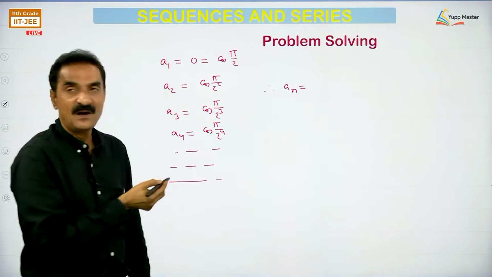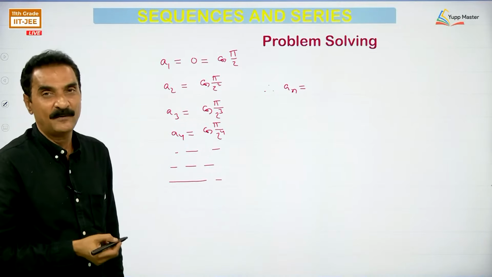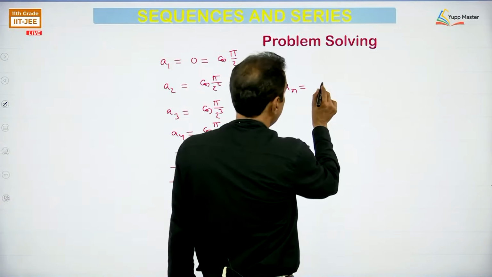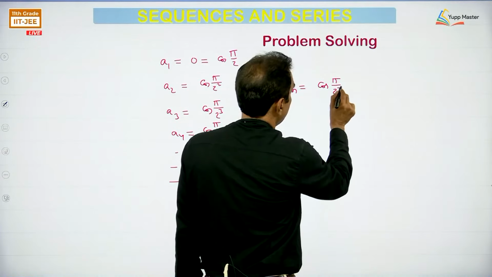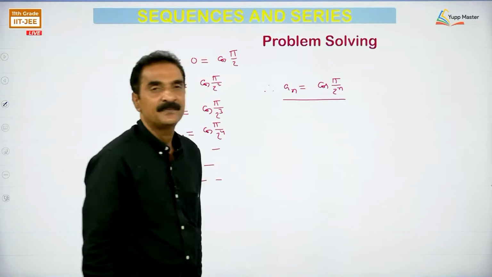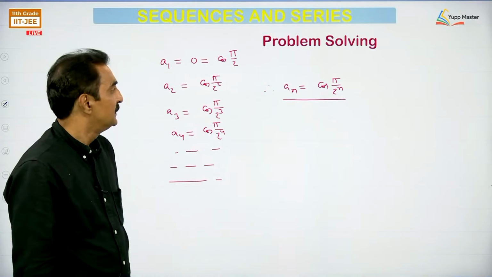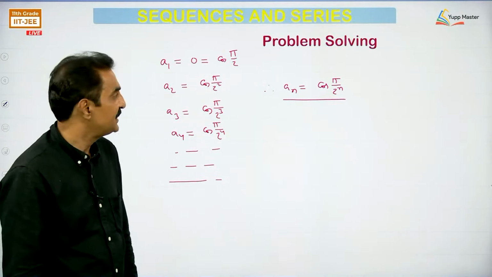An will be cos of pi by 2 power n. Alright. Now, proceeding to next question.